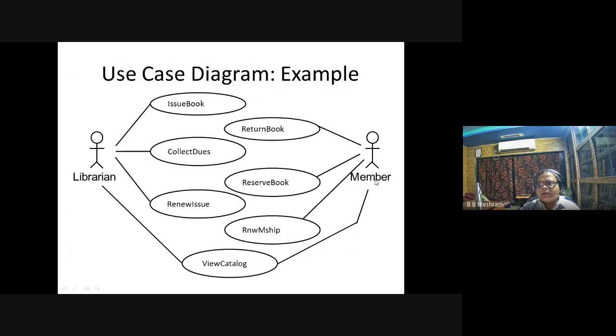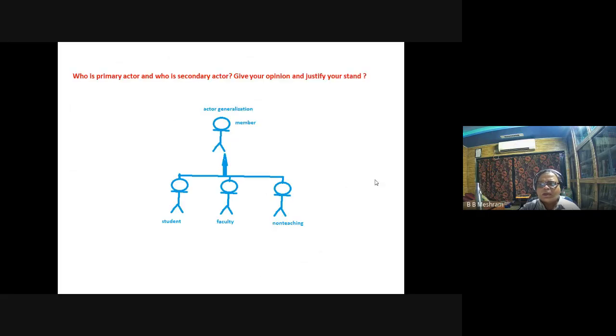Now, member is a generalized actor because member is a student, faculty, non-teaching staff. So, member is generalized actor. So, this is the notation you can show in the use case diagram. Member is there, and then student, faculty, non-teaching are the actors. So, you can use this notation for the generalization of the actor.